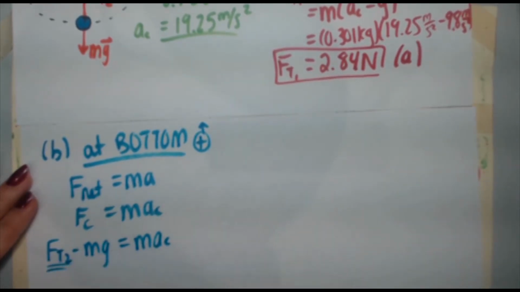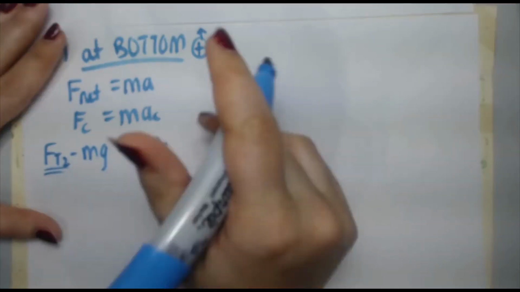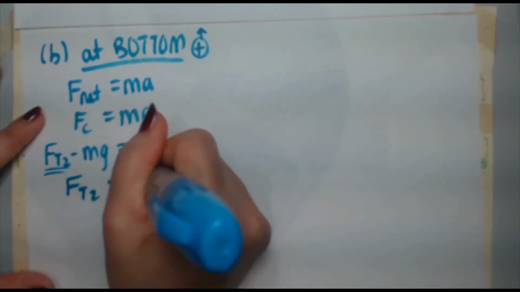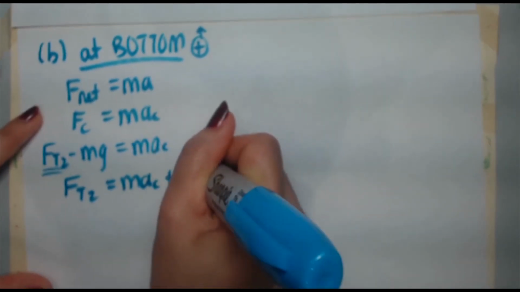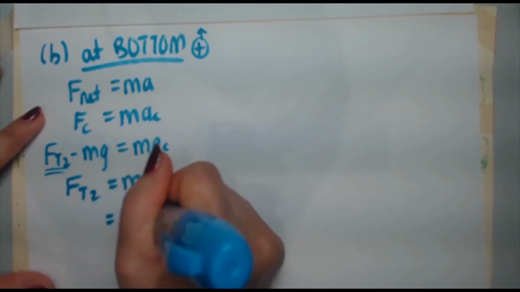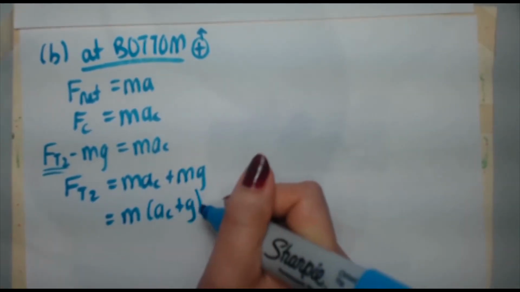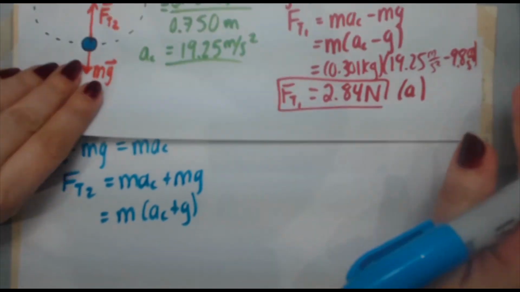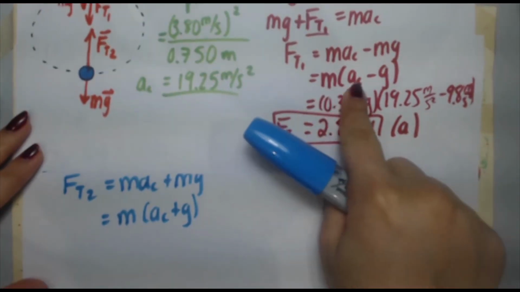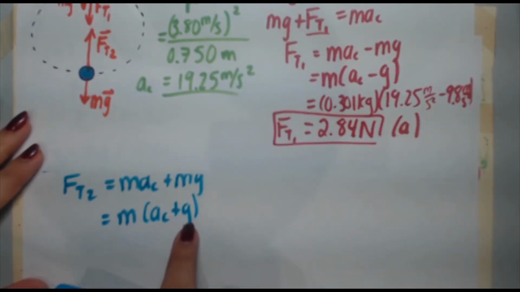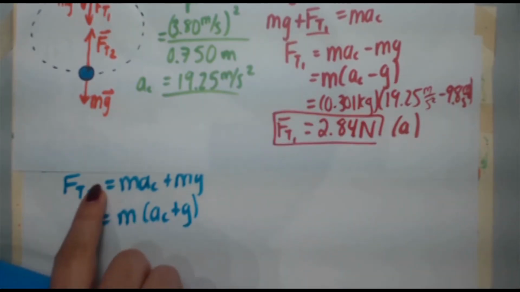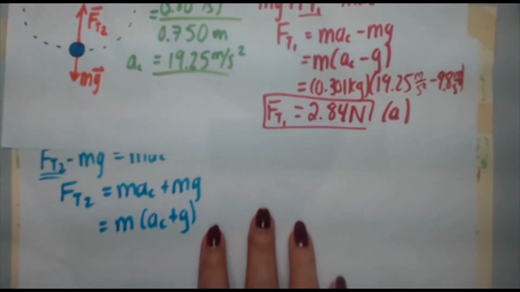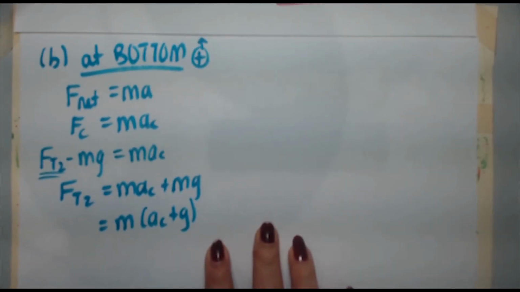Now I'm trying to isolate for Ft2, so I'm going to bring the mg to the right. Ft2 equals m ac plus mg. Factor out the m, m(ac plus g). I hope you guys see a similarity here. Notice that for Ft1, we had m(ac minus g). Here we have ac plus g. Again, because the force of tension has to be bigger here. It's the only force pointing towards the center of the circle, so it's got to be balanced.